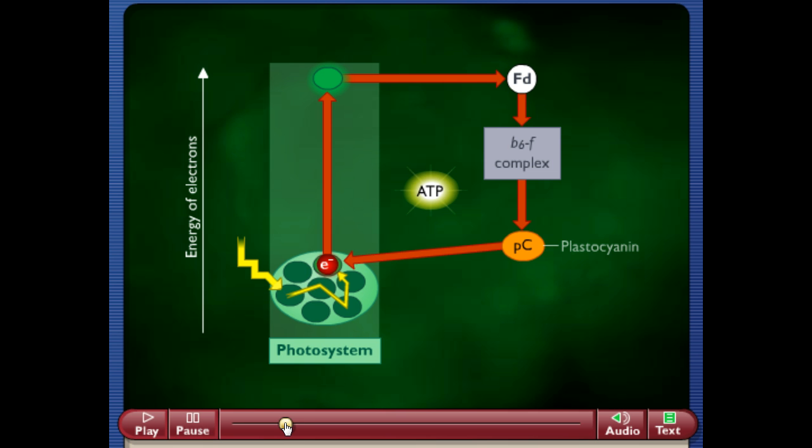So you got to know the difference between cyclic and non-cyclic photophosphorylation, and you got to know the organisms that it occurs in. Cyclic now is bacteria that we've seen here. Non-cyclic is algae and green plants. So make sure you get that clearly down in your notes. It's very important for you to understand.